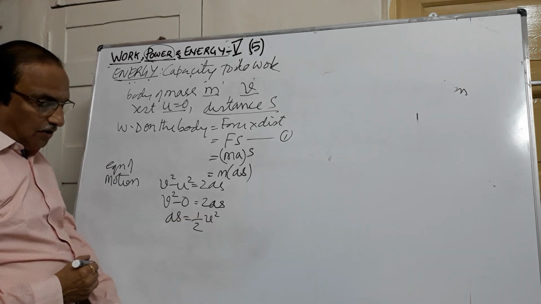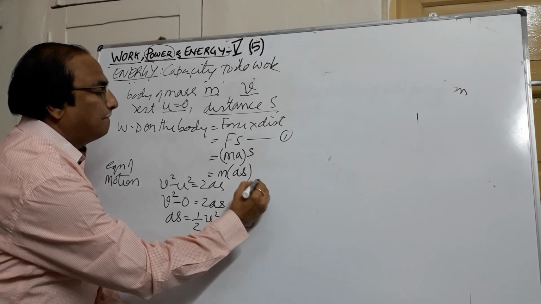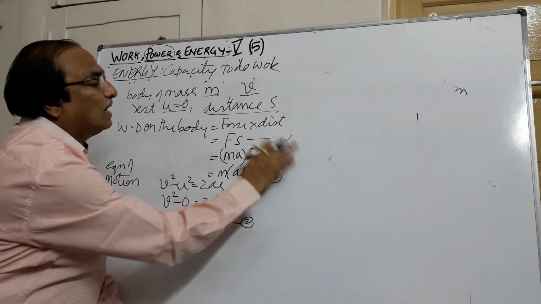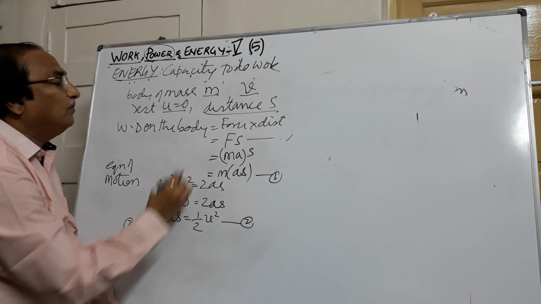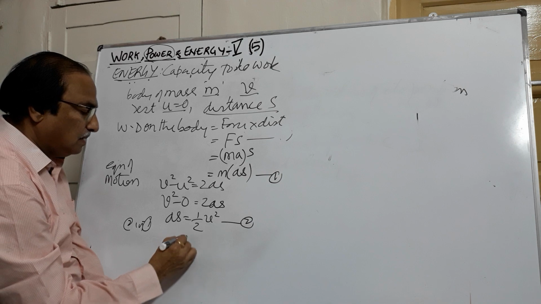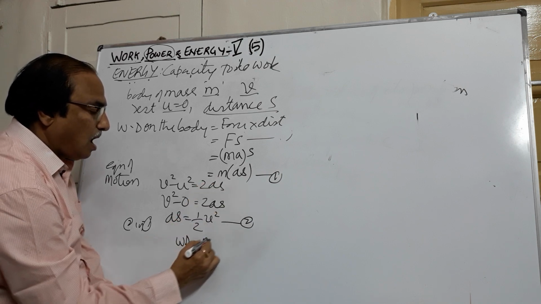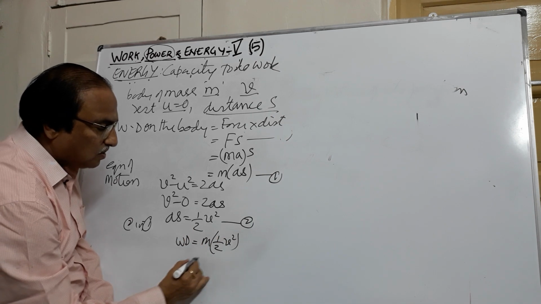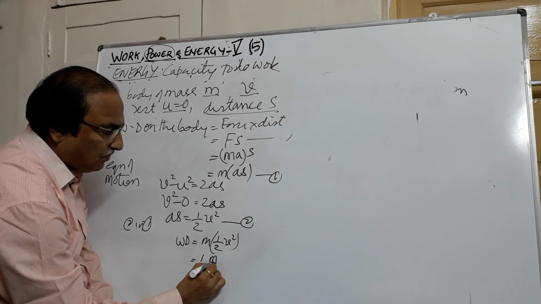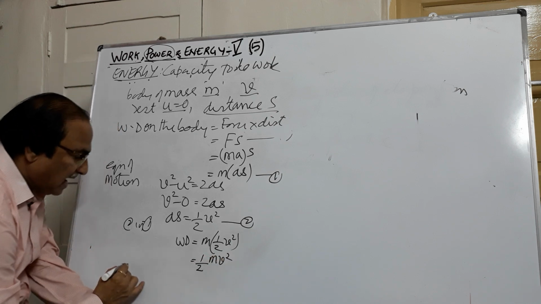As is half v square. So substituting 2 in 1, we get work done is equal to m into half v square. So this will be equal to half m v square, and work done is equal to the kinetic energy.